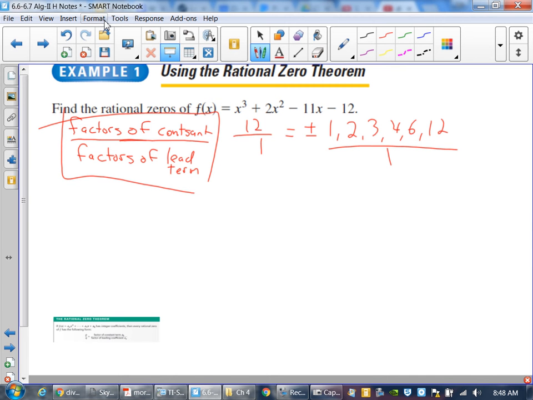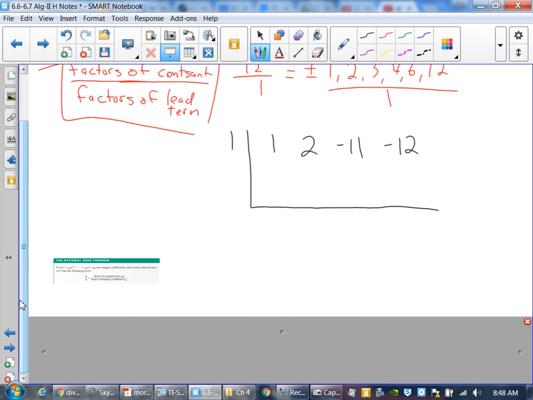So here's what we do. When we're trying to figure out what our first 0 is going to be, well, what's the first in this list? 1. So you start with 1, and you use synthetic division with 1, 2, -11, and -12. If you get a 0 at the end, that means 1 is a 0. So drop the 1. 1, 1, 3, 3. Not going to happen. I notice right away, 1 doesn't work.